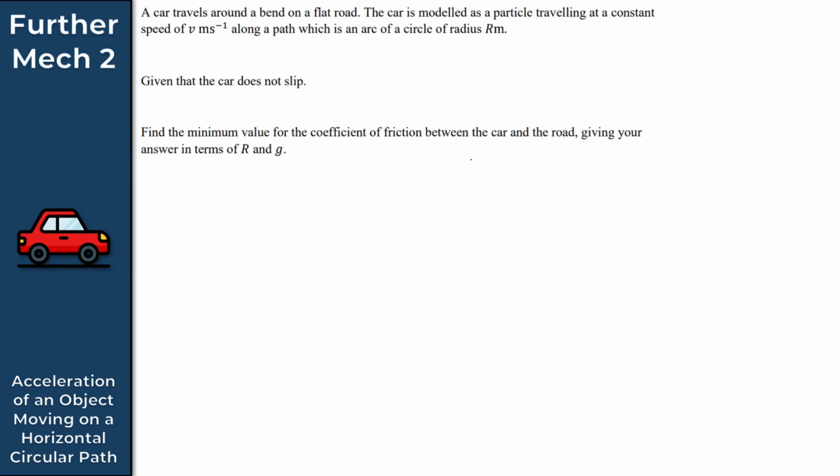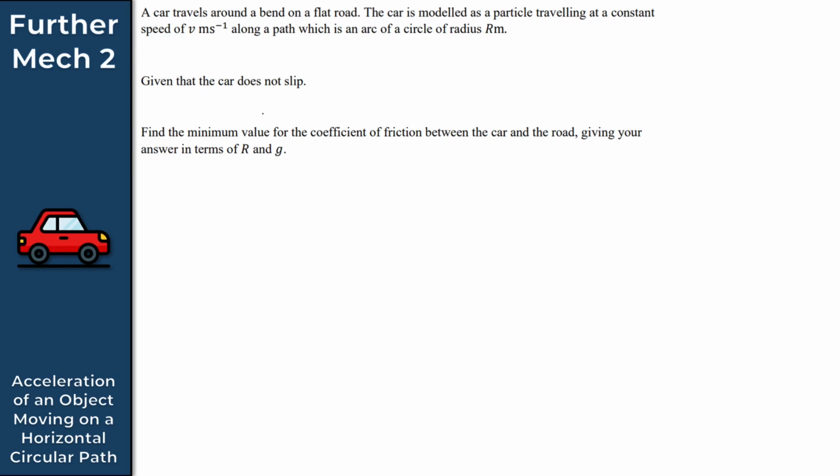To finish with, let's have a go at the very last question, question 2. Question 2 is certainly more challenging than the previous question, so let's begin by reading through it, and then we'll take a look at it together. We have a car that's traveling around a bend on a flat road. The car is modeled as a particle traveling at a constant speed of v meters per second along a path which is an arc of a circle of radius r meters.